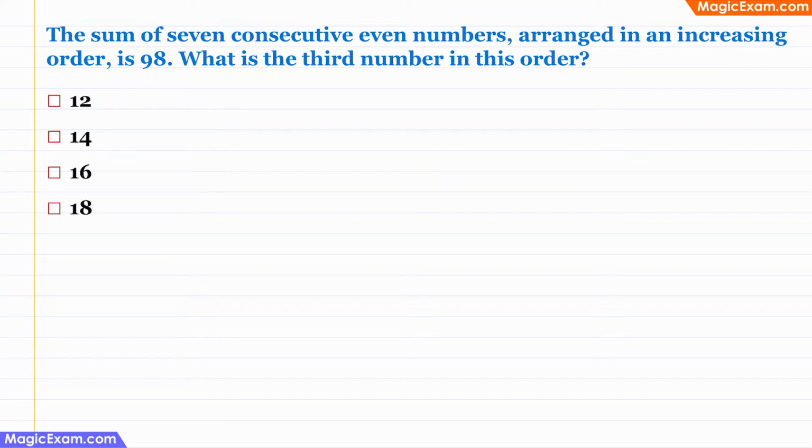The sum of 7 consecutive even numbers, arranged in increasing order, is 98. What is the third number in this order? Now there are multiple ways of solving this problem.